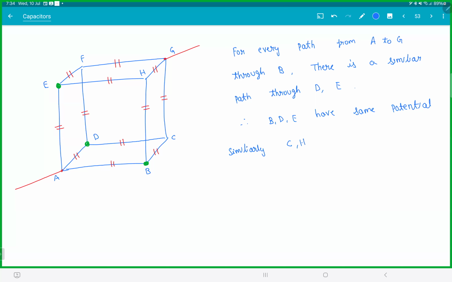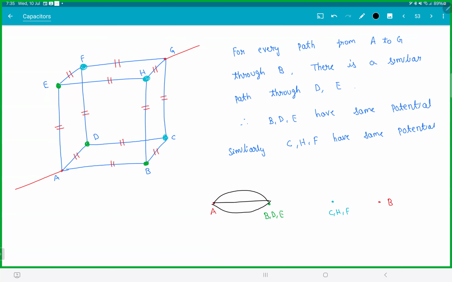Similarly, C, H, F have the same potential. So in reality, there are only 4 different potentials. This is point A, this is B, D, E, all three together. This is C, H, F. Now look at this. From A to B, there is one capacitor. I'm just drawing one line. A to D, there is one capacitor. A to E, there is one capacitor.